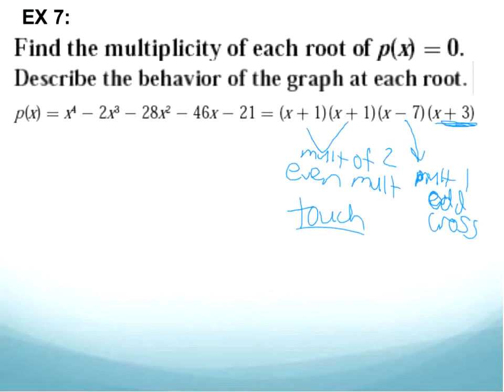And then at the x plus 3, again, we wouldn't graph it at the positive 3 though, right? It would be graphed at the -3. That one's a multiplicity of 1, and it would cross because it's odd.